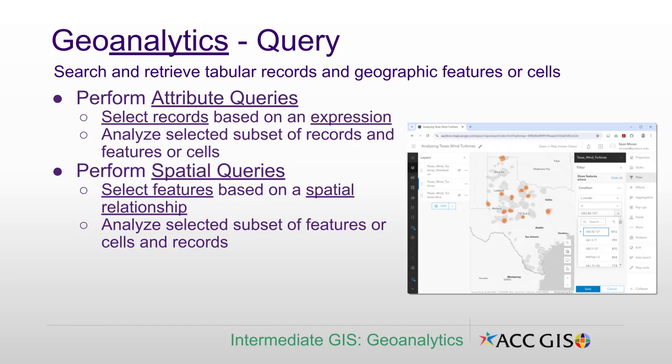In our Texas wind turbine analysis, I've run a type of attribute query called a filter, in which I've filtered Texas wind turbines by the model of turbine, in this case, a GE 2.8 megawatt turbine.